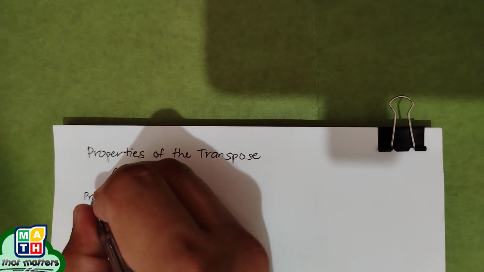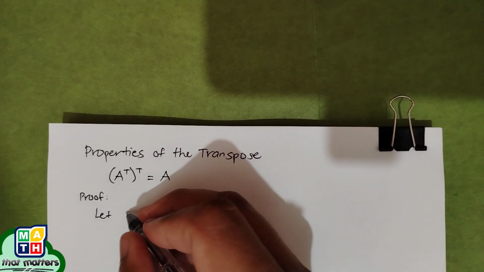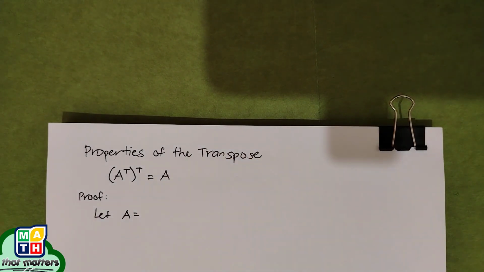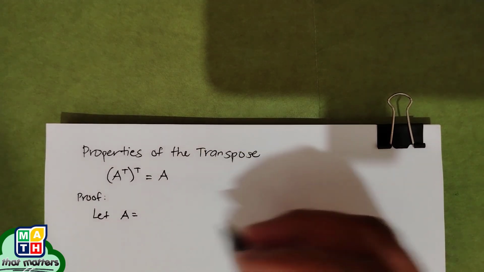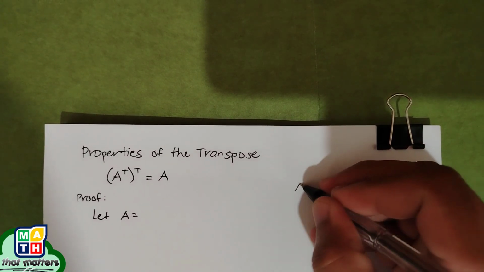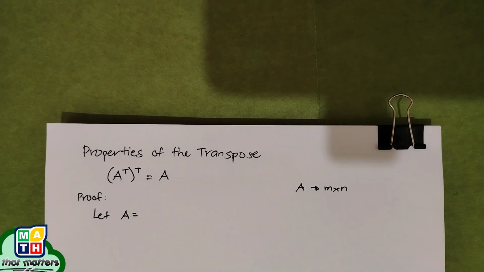Okay, let's have this proof here. We're going to let matrix A have a certain representation that is true for all types of matrices. It's not just for 2 by 2, 3 by 3, 2 by 3, and so on. So we're going to let A be an m by n matrix. In short, it has m rows and n columns.